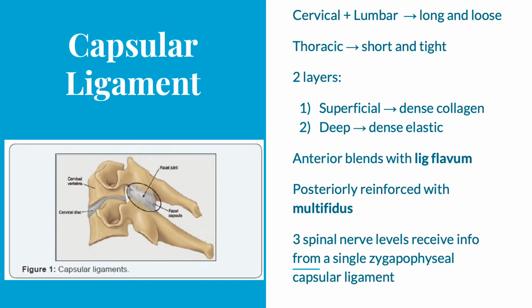The good old capsular ligament. So that's going to be present at every single zygapophyseal joint. And don't forget all of the orientations of your zygapophyseal joints, and then your capsular ligament is going to provide a lot of support around there.